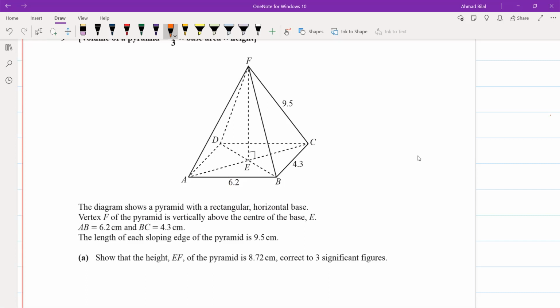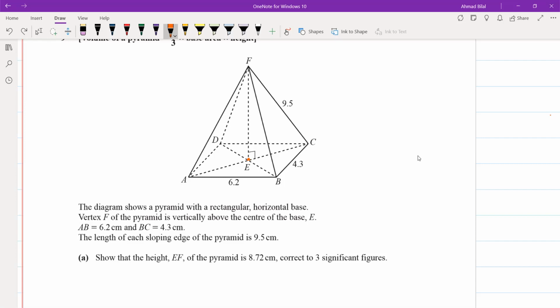Vertex F of the pyramid is vertically above the center of the base. That is E. ये E बिल्कुल center में है. Center का क्या मतलब है? It's the point of intersection of the diagonals. Diagonals का point of intersection है. Rectangle के diagonals का point of intersection, that's right here.